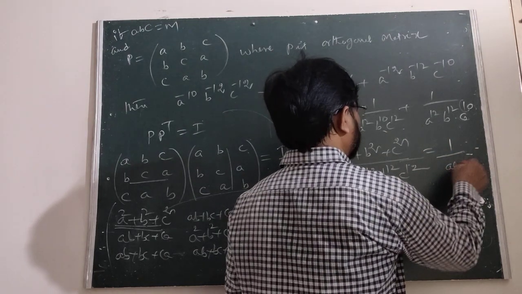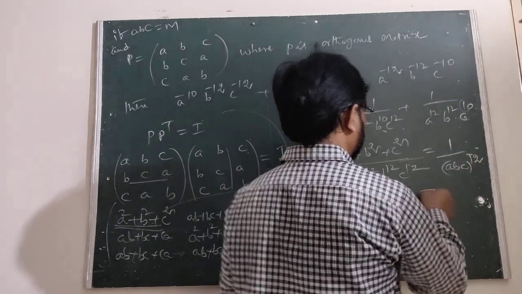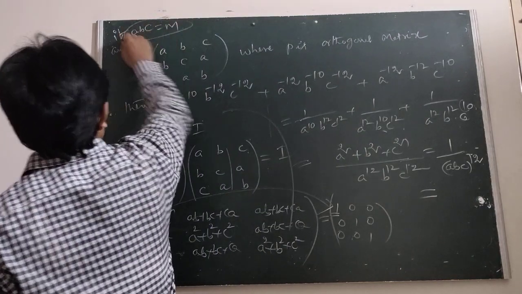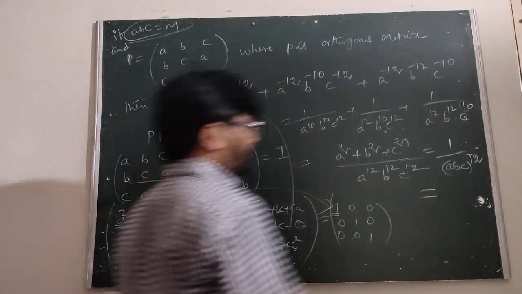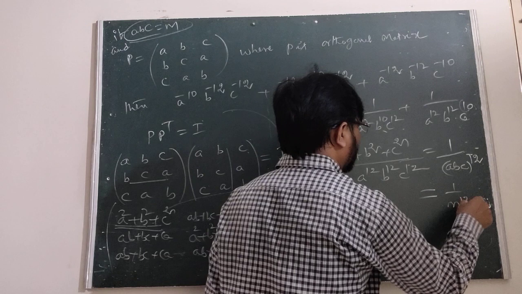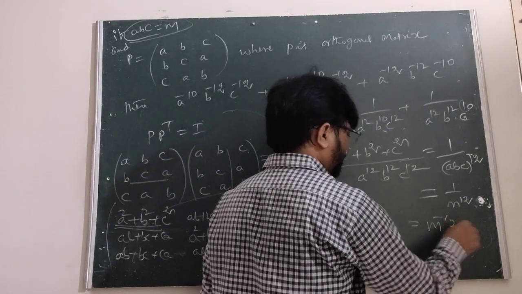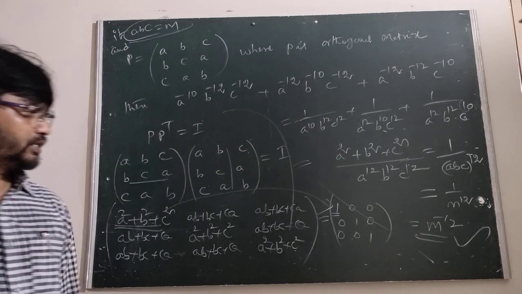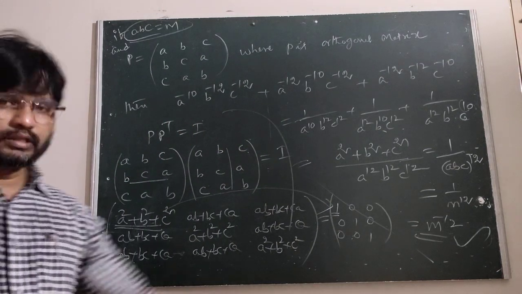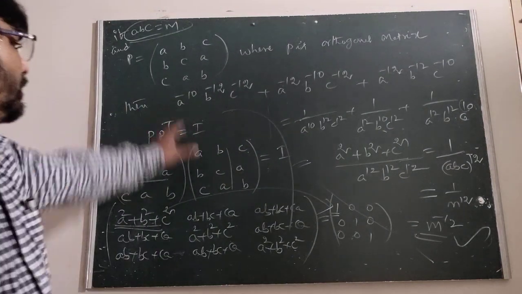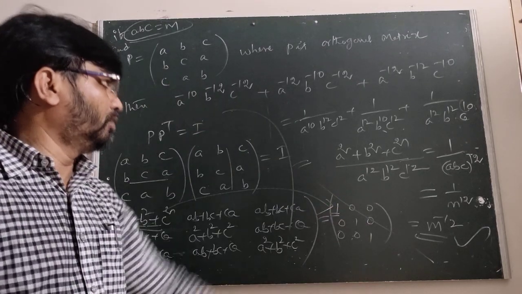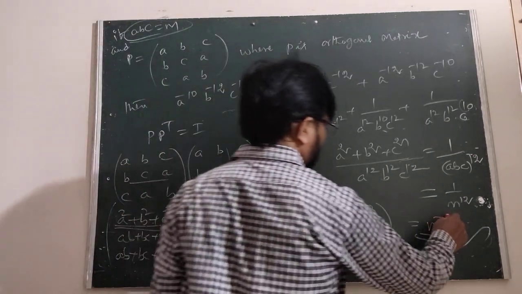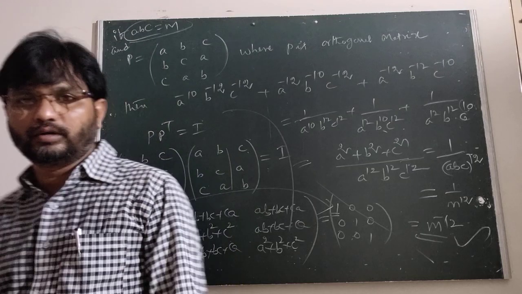Here abc whole power 12. In the question it is given that the value of abc is m, then it will be 1 by m power 12. This is m power minus 12, the answer. Okay, everyone understand this one. The value of this one is m power minus 12.